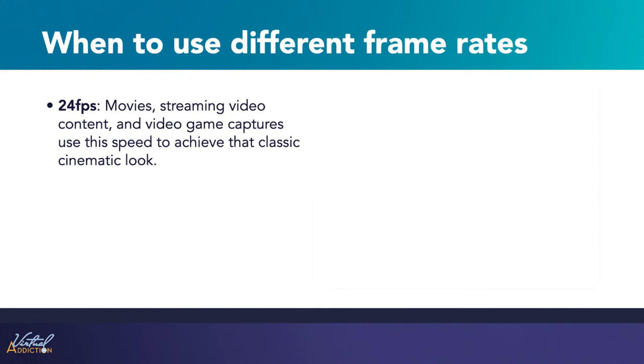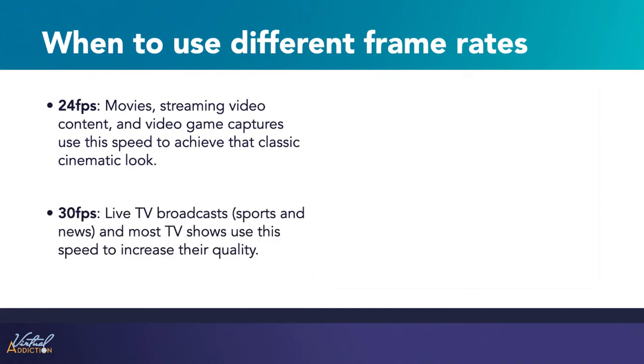Most video content uses the standard frame rate of 24 FPS, but when would you use a higher frame rate or a lower frame rate? Well, it depends on what you want to record or the effects that you want to incorporate into your work. 24 FPS is generally used for movies, streaming video content, and video game captures. They'll use the speed to achieve that classic cinematic look.